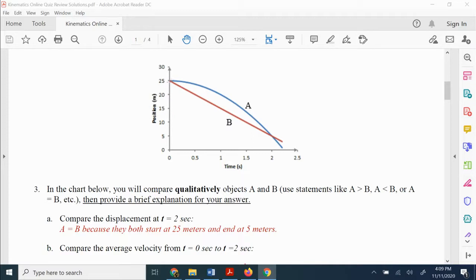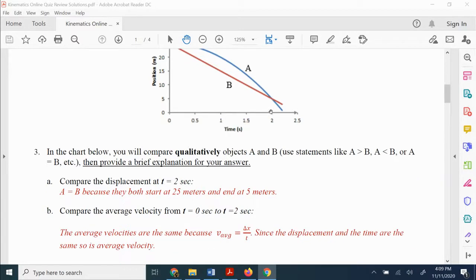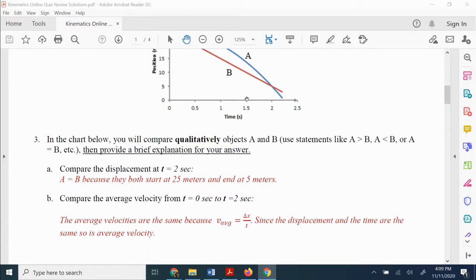So right, as we take a look at A, it starts out really slowly and then gets faster and faster and faster, meaning because it's getting steeper and steeper, versus B has a constant slope, meaning it has just a constant velocity the entire time. So the displacement is the same because they both start and end at the same location. So displacement is just your final position minus your initial position, and they both start at 25 and end at 5. So they both travel 20 meters basically.